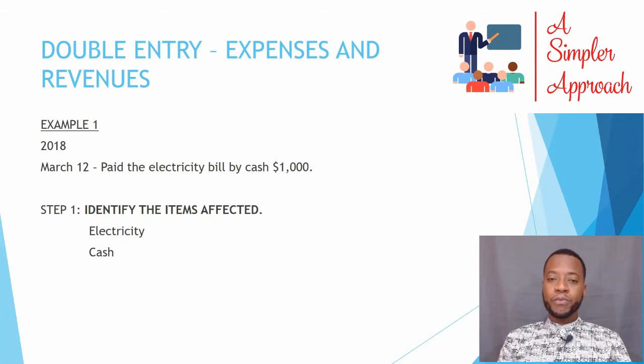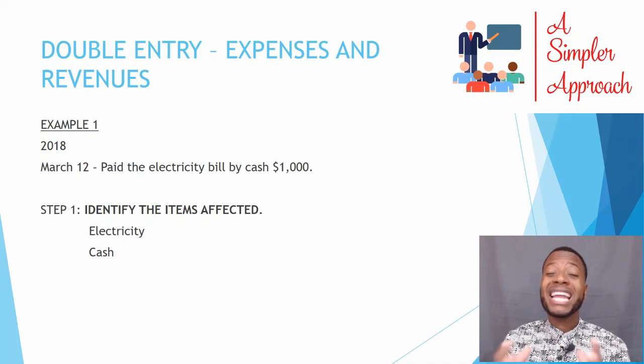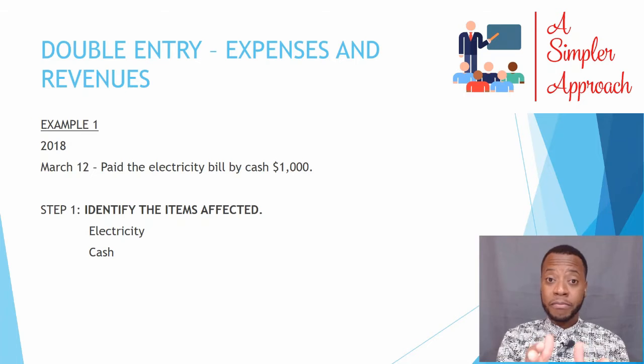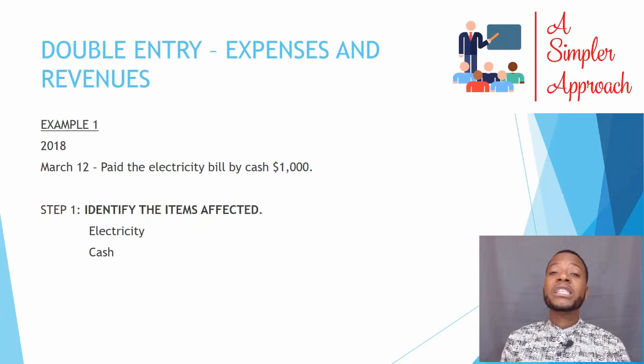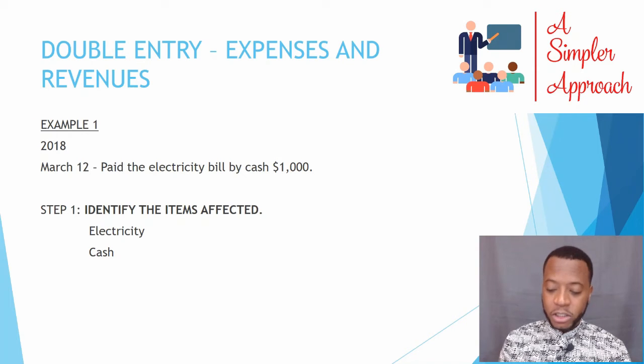Now, the same procedure as it relates to assets, liabilities, capital. Knowing what they are, knowing how to identify them and pick them out of an equation. Mathematics is on my mind. Pick them out of a transaction. The same concept applies here. So once you know what revenues and expenses are, you will be able to pick them out. So, two items affected, electricity and cash. Cool.